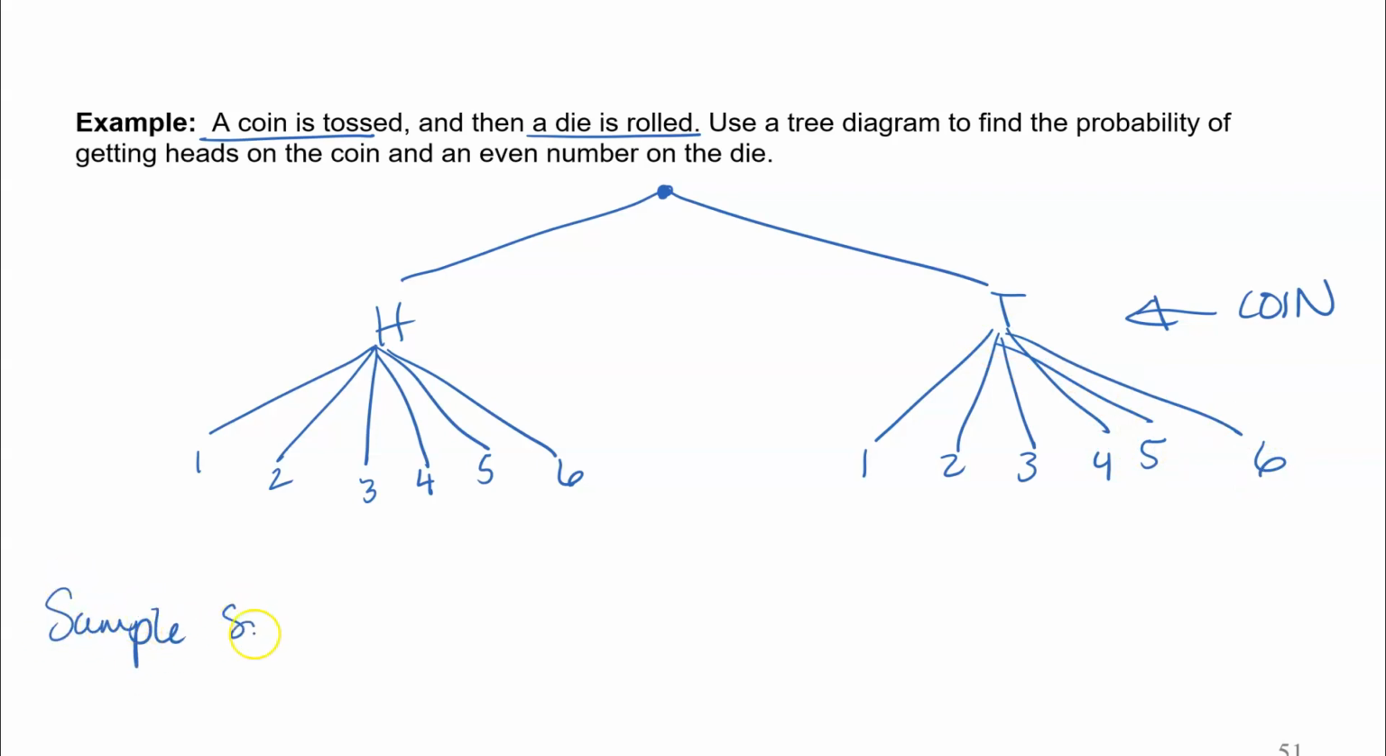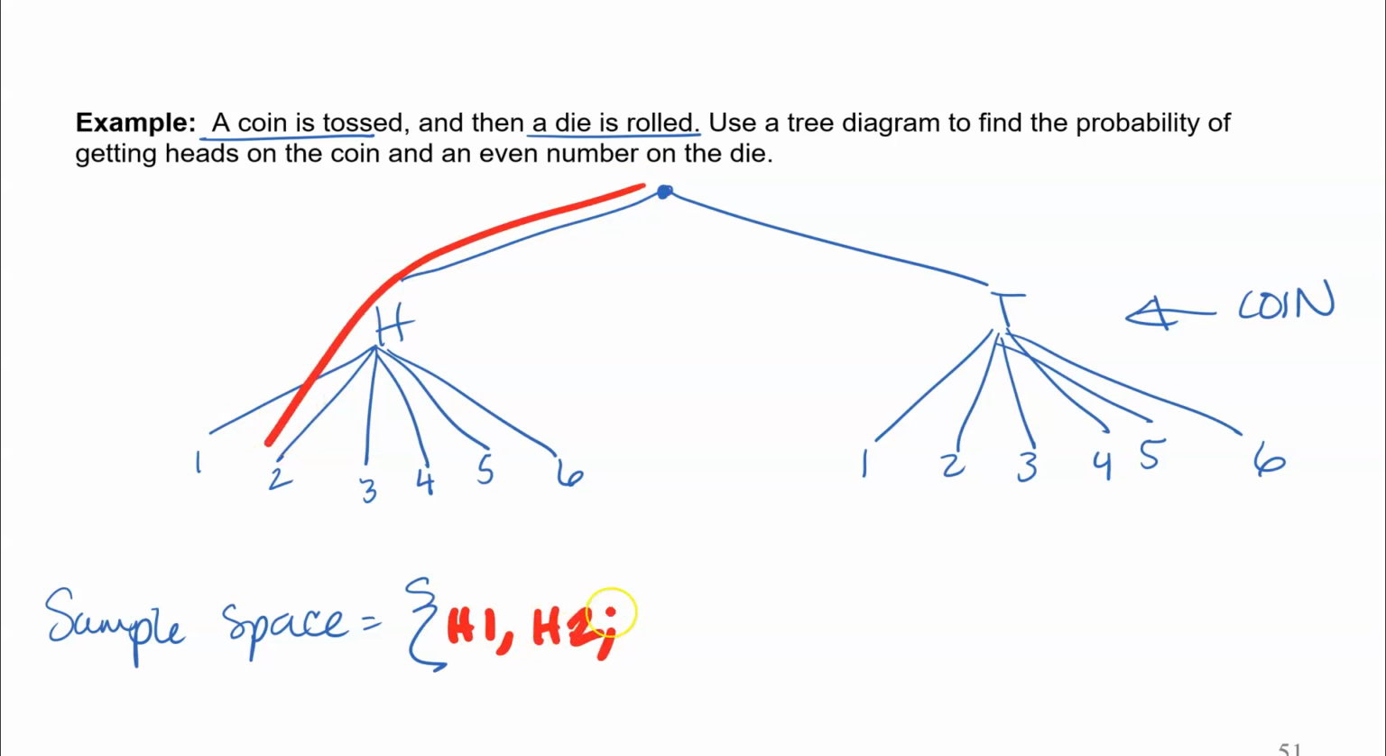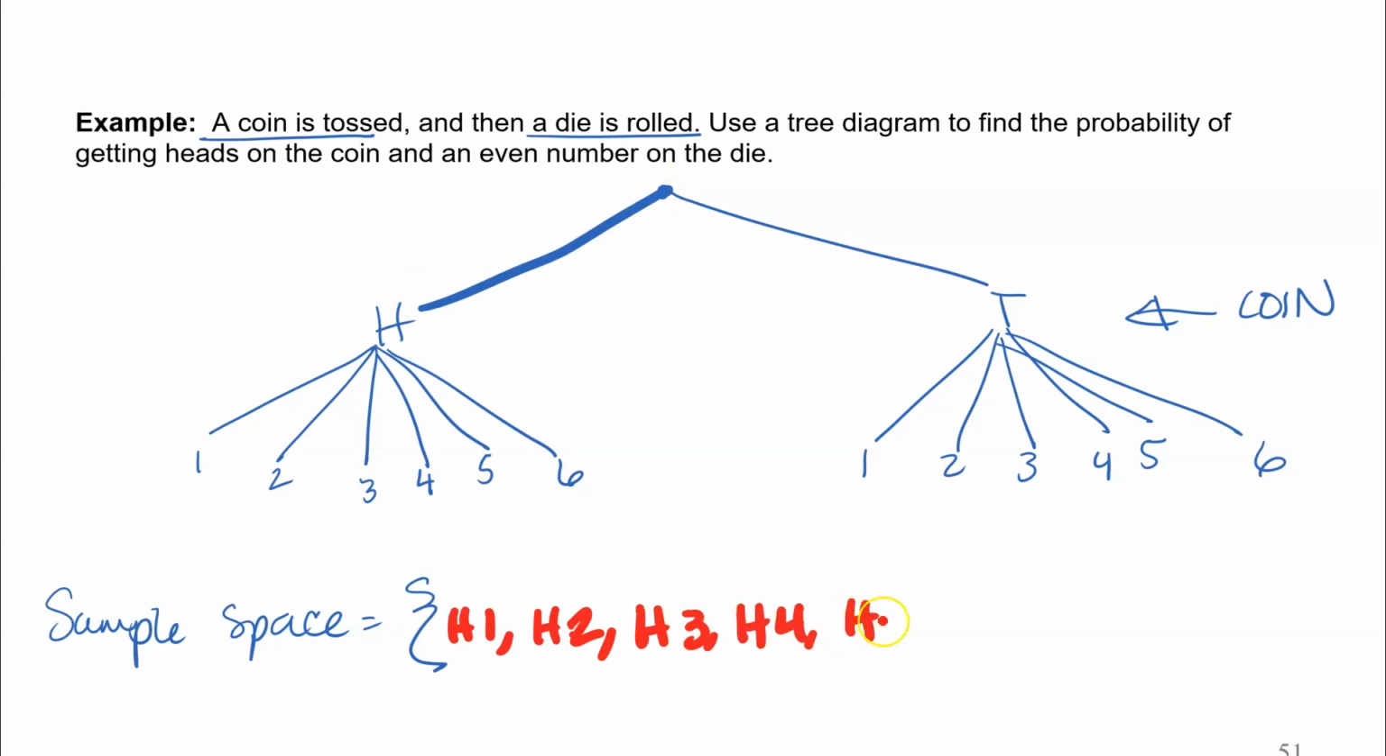So for the sample space, you're just going to go down. Let me get a different color here. You're going to go down each branch. So we could get a head and a 1. We could get a head and a 2. We could get a head and a 3, a head and a 4, a head and a 5, a head and a 6. We could also go down the tail branch.